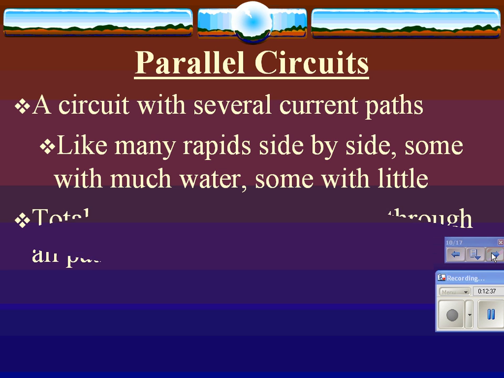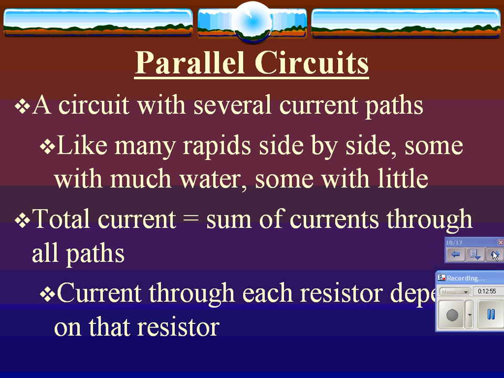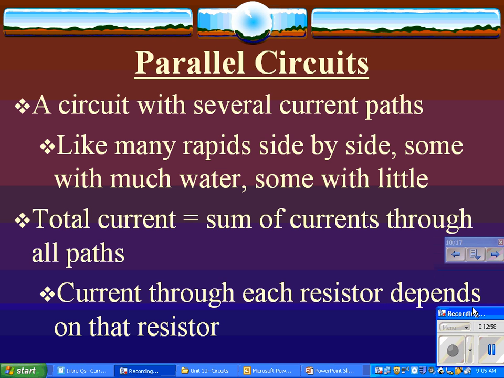The total current through the circuit will be divided amongst the paths, however. Okay? So if you have 3 or 4 paths, the current in each path will add up to the total current in the main branch of the circuit. And the current that each resistor gets will be determined by that particular resistor. Okay? If all the resistors are equal, each path will get the same amount of current. But if the resistors are not equal, the path that has the most resistance will get the least current. The path with the least resistance will get the most current.